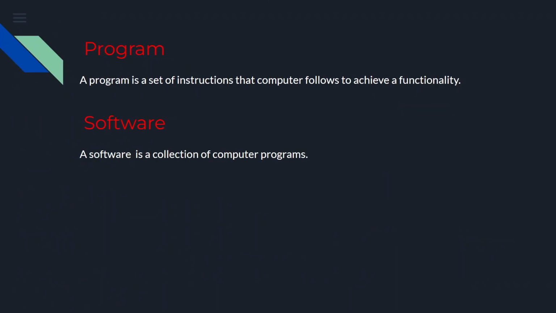So what is a program then? A program is a set of instructions that a computer follows to achieve a functionality. A collection of instructions gives us a program. And so what is software? Software is a collection of computer programs. If you write a single instruction, these are just instructions. If you combine two or more instructions to achieve something, then such a combination is called a program. And if you combine multiple programs together, then it is called software.